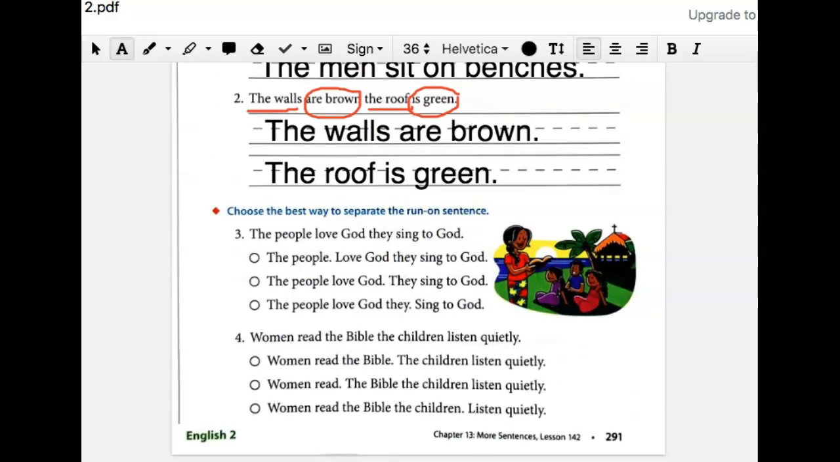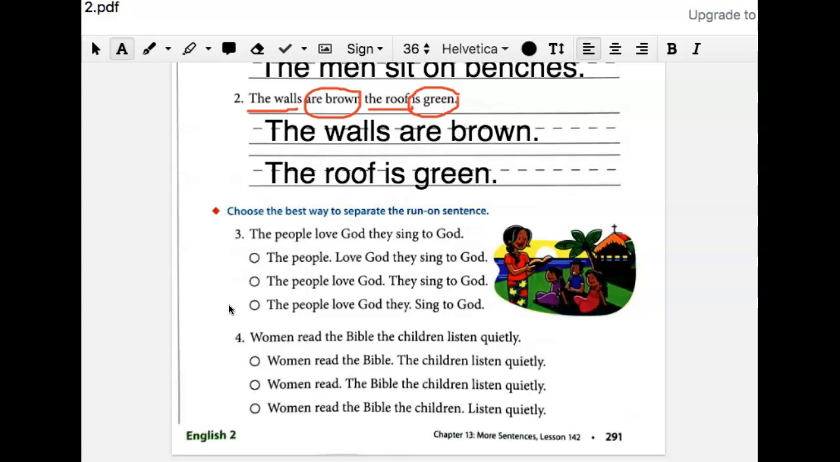So numbers 3 and 4. Choose the best way to separate the run-on sentence. Number 3. The people love God, they sing to God. So what's the best way to separate this sentence? Here are the three choices.